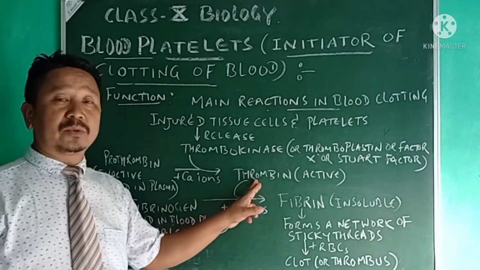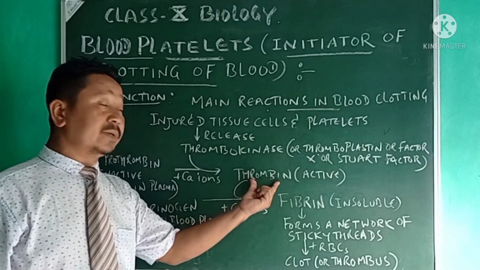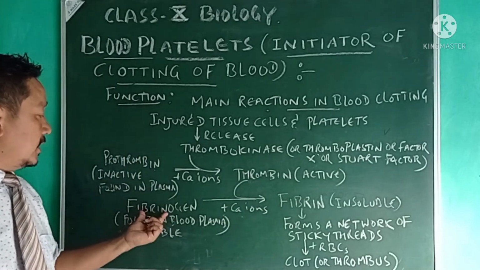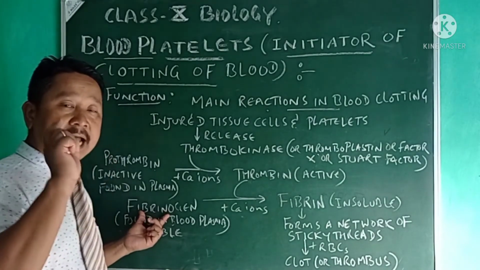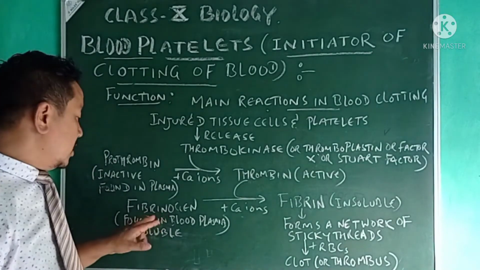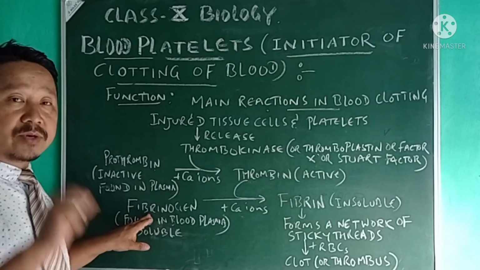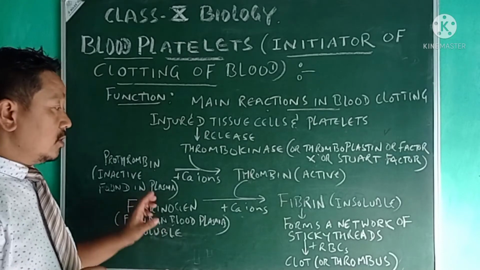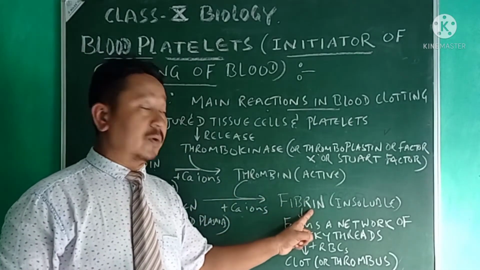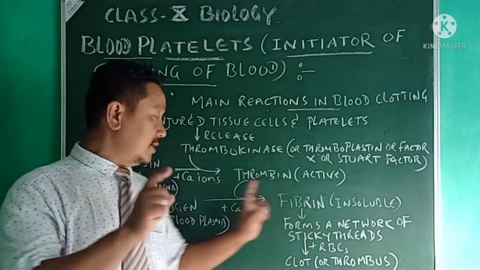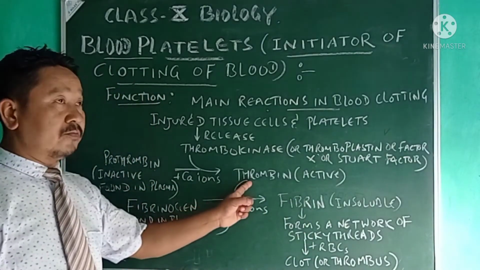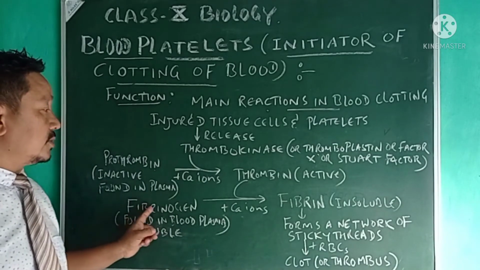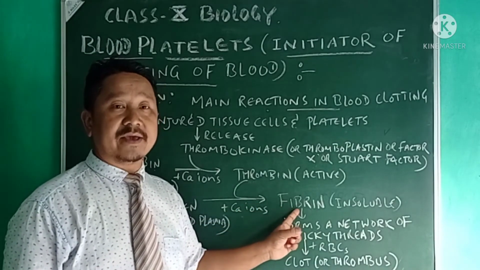Then what happens? This active thrombin, again with the help of calcium ions, converts a protein present in blood called fibrinogen, which is present in blood plasma itself. So soluble fibrinogen is converted into insoluble fibrin. Here you see thrombin with the help of calcium ions converts soluble fibrinogen into insoluble fibrin.